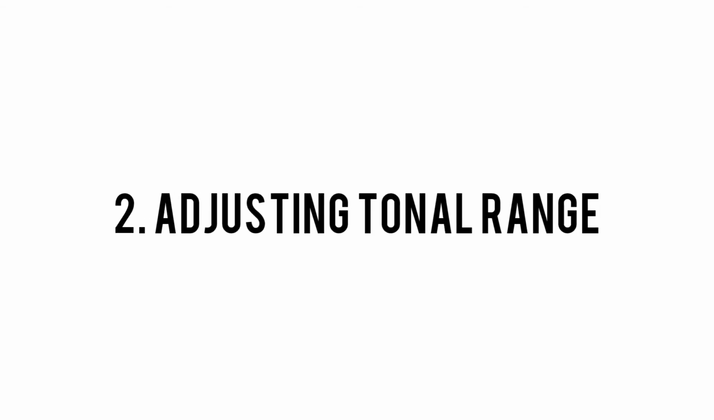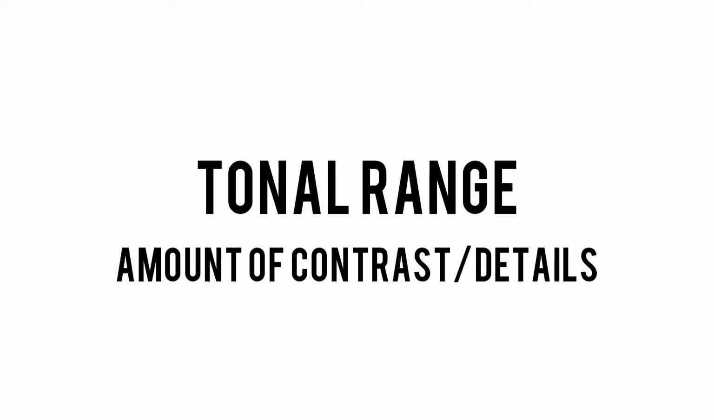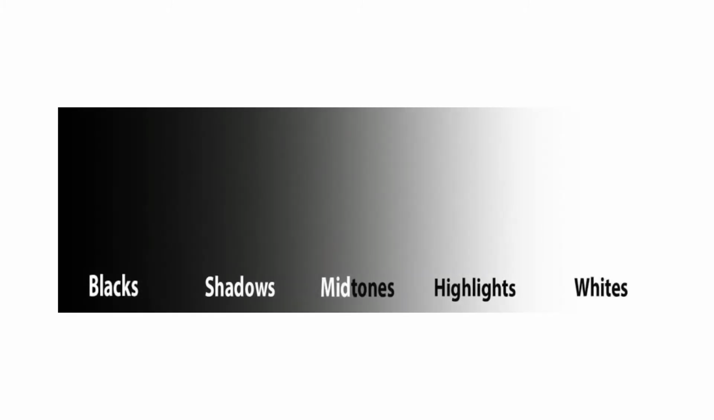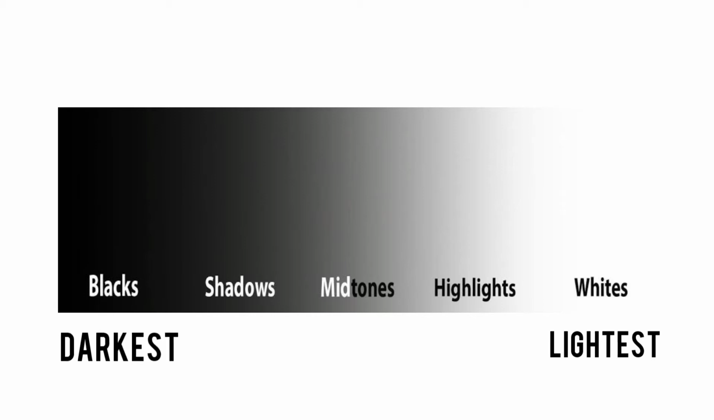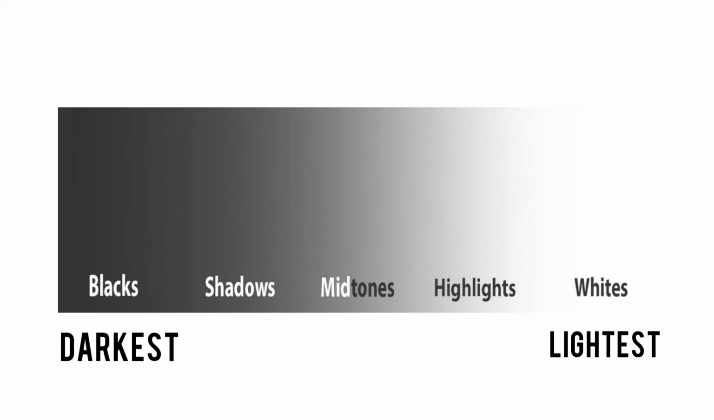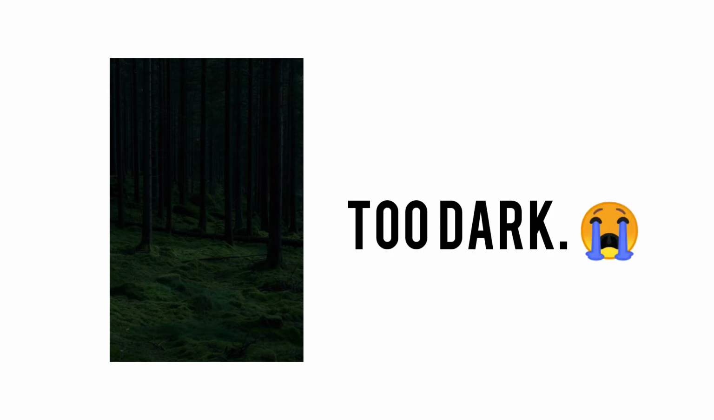In the next part, I'll be teaching you how to adjust tonal range. The tonal range of an image refers to the amount of contrast or detail in the image. Every image will have a range of pixels from the lightest pixels, which are white, to the darkest pixels, which are black. You can improve an image quickly by adjusting its tonal range. Notice, in our example image, that the forest is too dark. What if we want to make that image appear brighter? So we can do that by adjusting the tonal range.